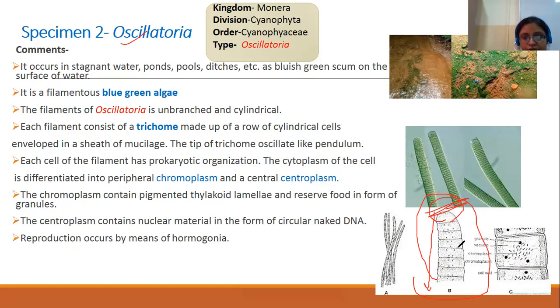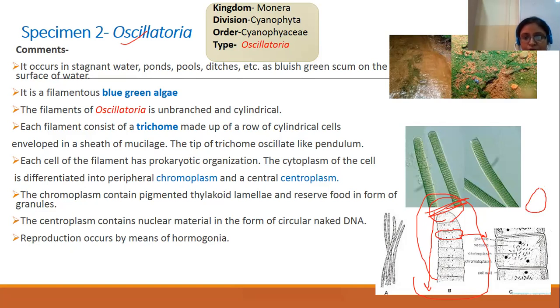Now, each cell of this filament, when we see its structure in detail, here you can see one of the cells of this filament of this trichome. It has a typical prokaryotic organization. That means every cell is a typical prokaryotic cell. No distinct nucleus is present. Nuclear membrane is entirely absent.